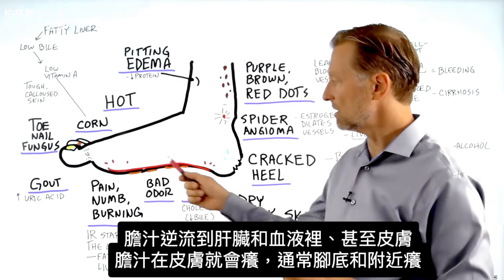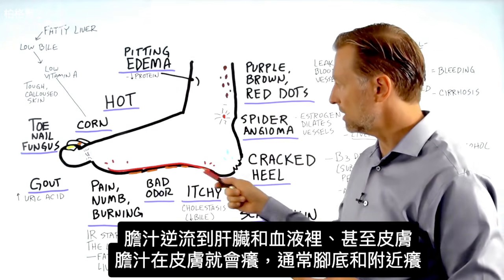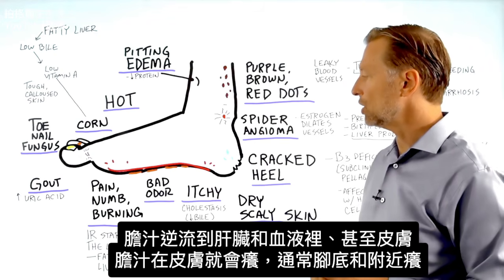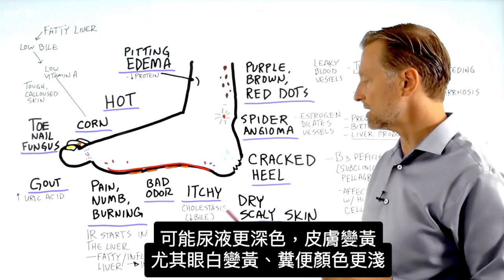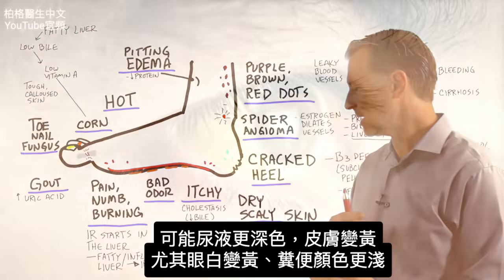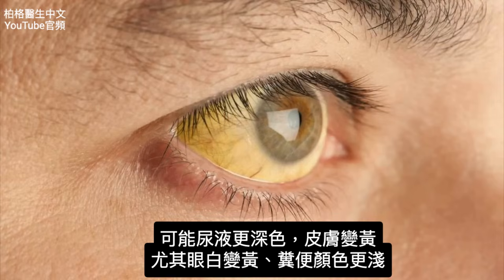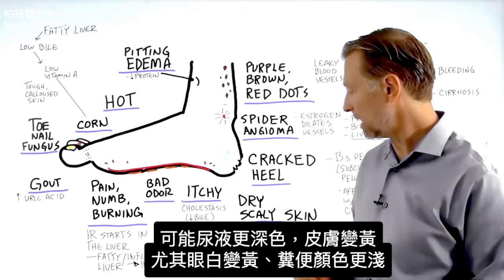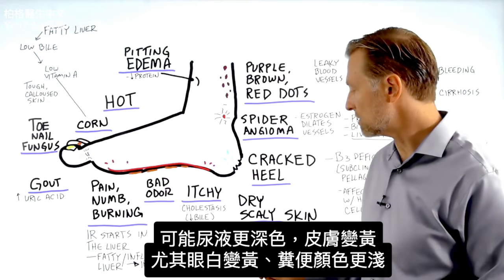And many times it's in the foot, the bottom part of the foot, maybe this area of the foot right through here. You probably will also see your urine is darker. Your skin might be a bit on the yellow side, especially the whites of the eyes. And your stool might be on the lighter side as far as the color.